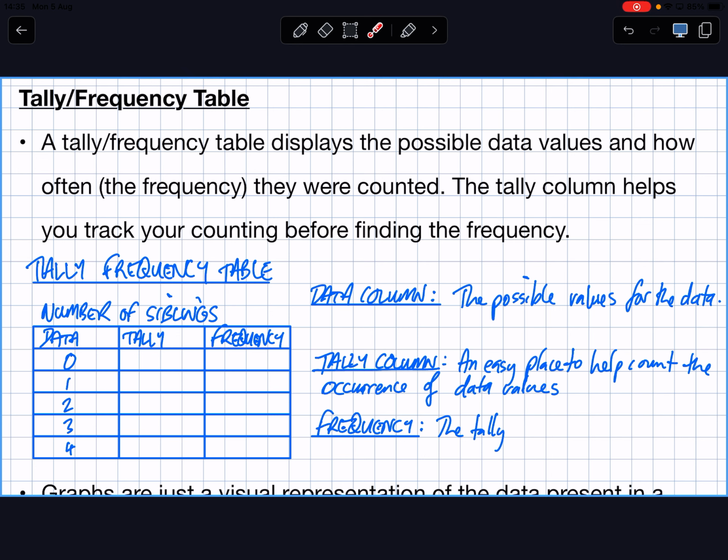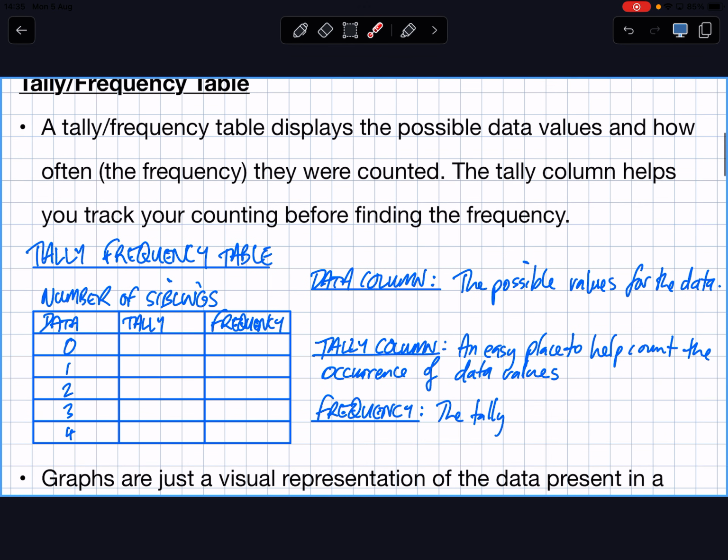The tally column isn't required, but you'll see when we do an example now why it's useful to have a tally. Because it's helpful for tracking your counting before I actually find the frequency. So let's gather data now. How many siblings do you have? One. You have one sibling, so I put a tally next to one.